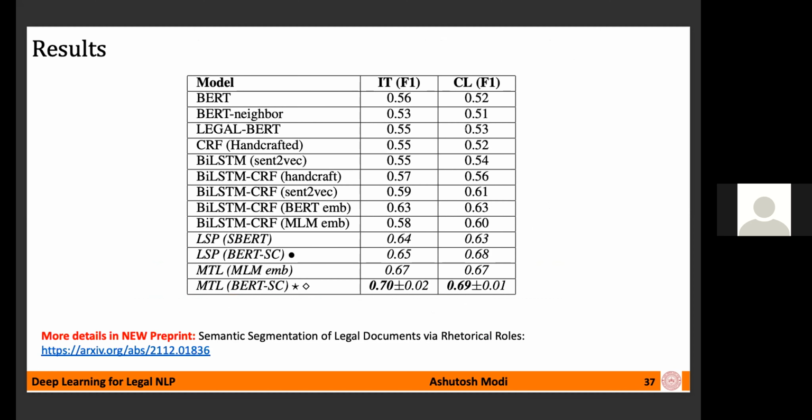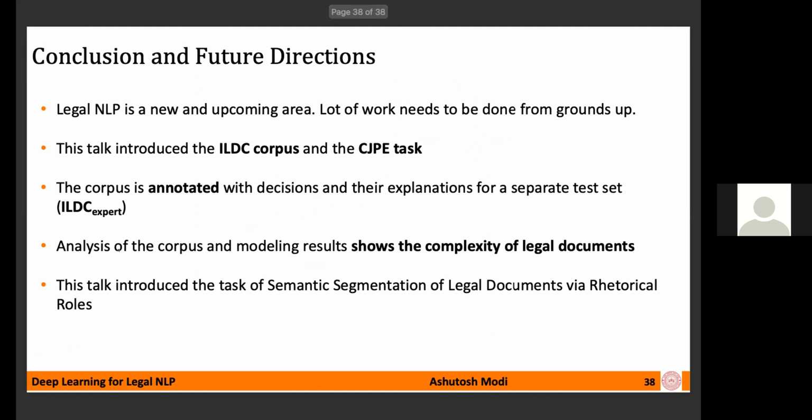So here are some of the results. MTL is our model, and we had 2 different versions. I'm not going into details there, but as you can see, it performs better than, let's say, the standard BiLSTM model or BiLSTM CRF model, or even the legal BERT model. Right? So there's a substantial difference between these. In the interest of time, I'm not going into details of all these models, and you can refer to the arXiv preprint that we have released regarding these models. So I would stop there so that we have some time for questions as well.